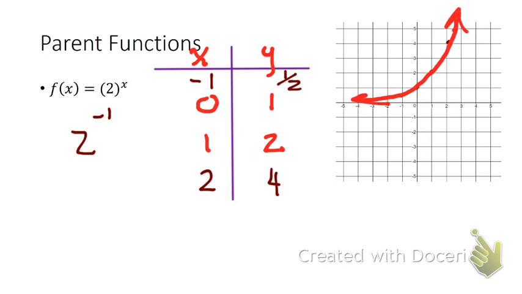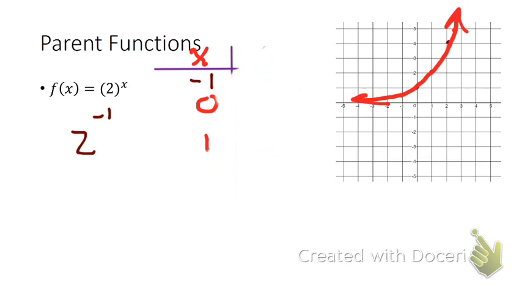Notice that that function has an asymptote. It has a horizontal asymptote. The horizontal asymptote is basically the x-axis. So I'm going to draw my asymptote here in just a second. This horizontal asymptote might look something like that. So the horizontal asymptote is the x-axis, or y equals 0.